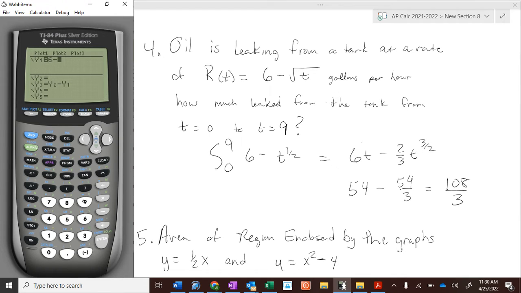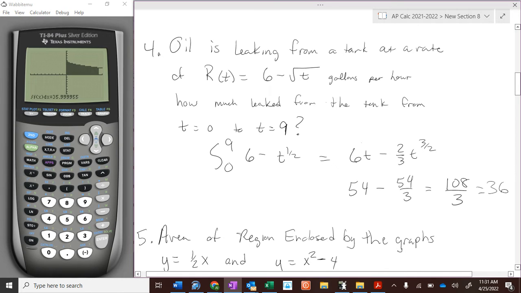So 6 minus the square root of t, graph it. Second trace, 7, 0 to 9 is 36, it says. Oh, okay. So we're at 36. But it's multiple choice, so I would have gotten there.